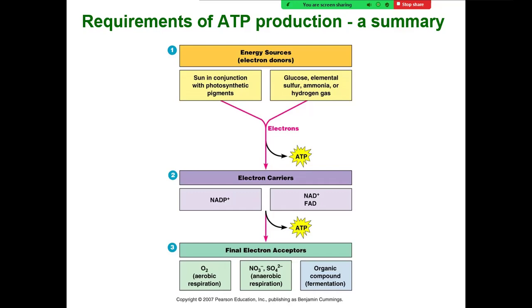And then those electrons are used to make ATP, largely carried by an electron carrier molecule, which we talked about, NAD plus and FAD in aerobic respiration. You don't need to know NADP plus, but that's the electron carrier in photosynthetic organisms. And then the final electron acceptor can vary. In aerobic respiration, the final electron acceptor will be oxygen. That's where the electrons from glucose or sulfur will end up in aerobic respiration.